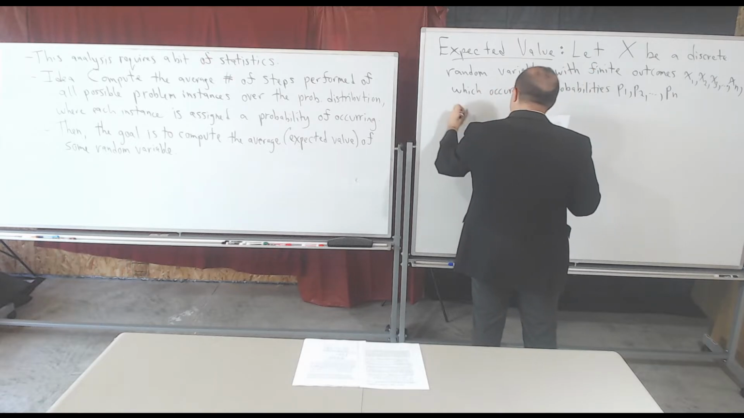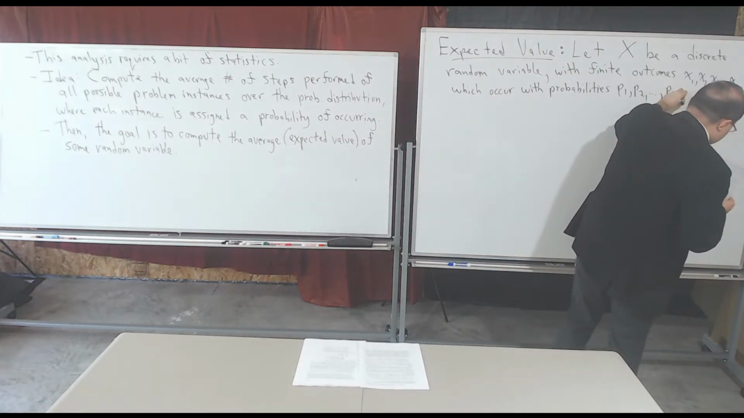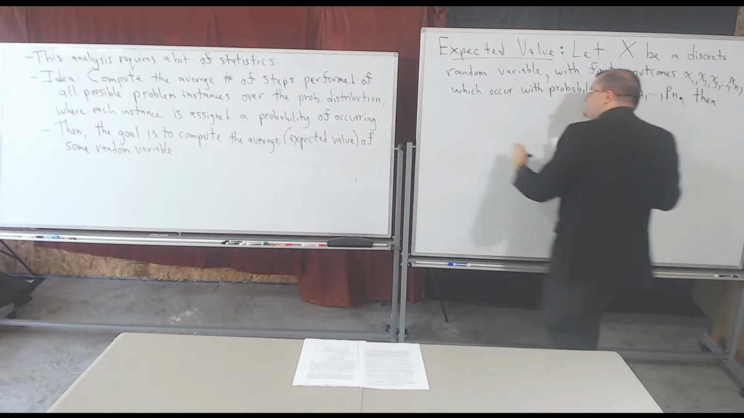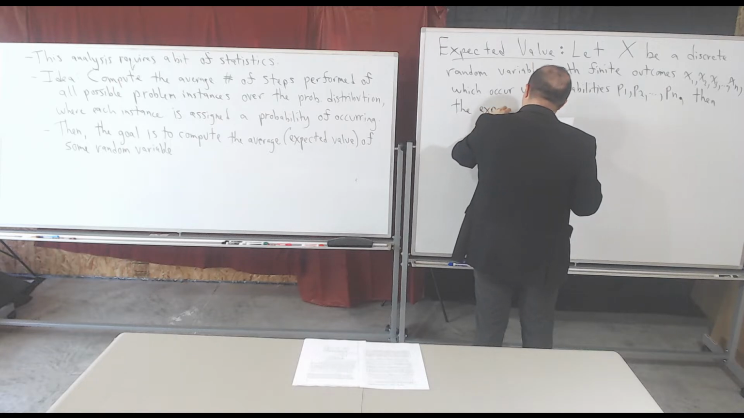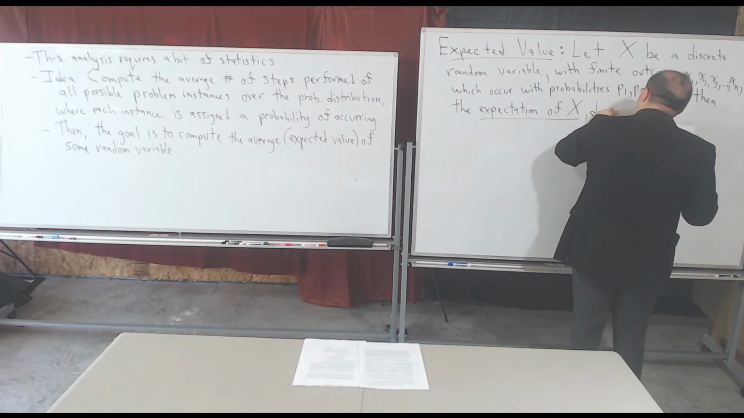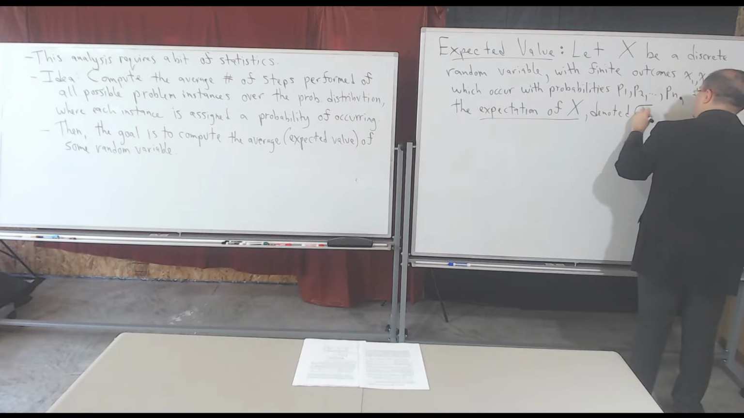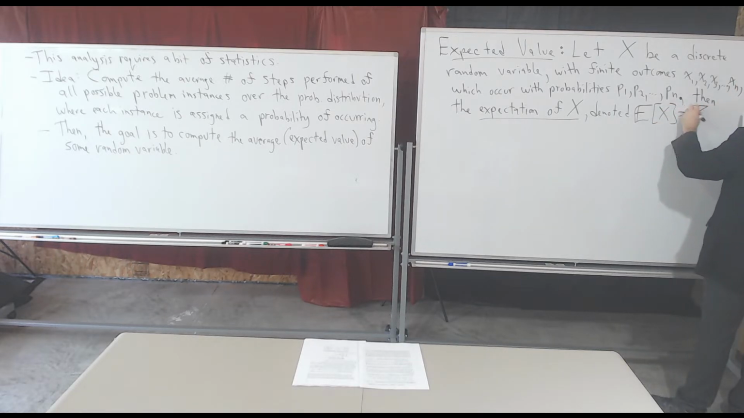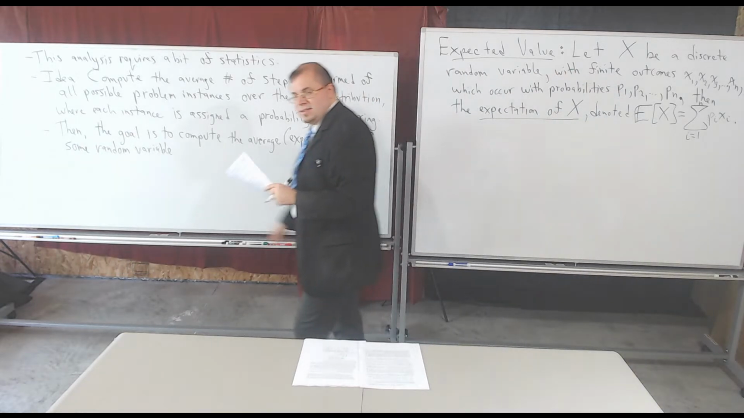So let me just write that out. Then, the expectation of X, denoted blackboard E of X, is going to be equal to the sum from i equals 1 to n, where the upper limit is n and the lower limit is i equals 1, of p sub i times x sub i. So just be warned. Remember, not every instance will be the expected value.